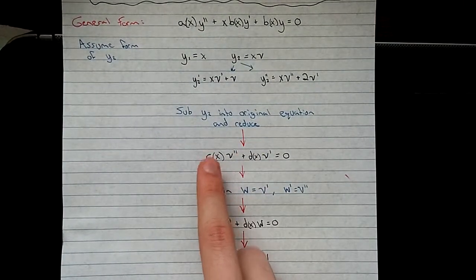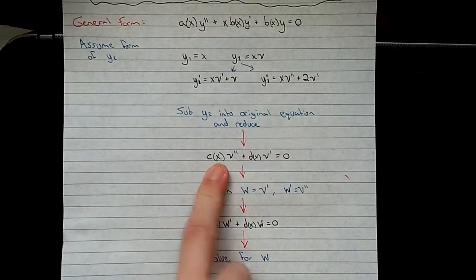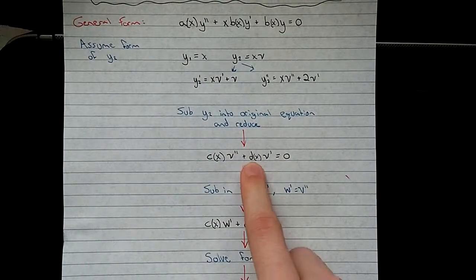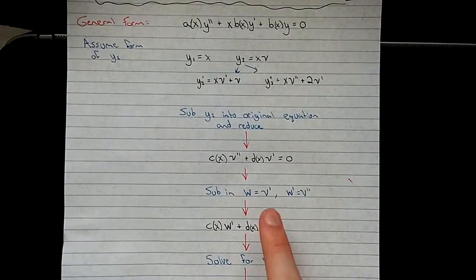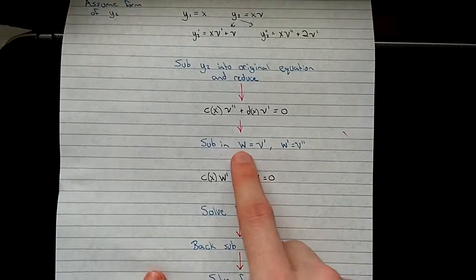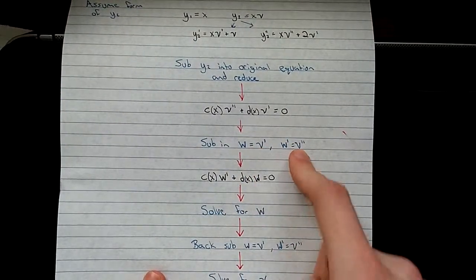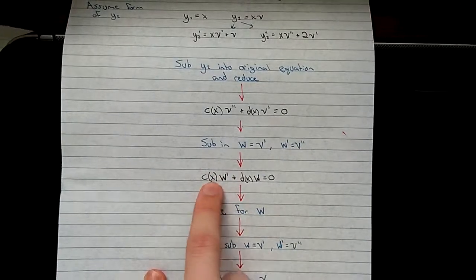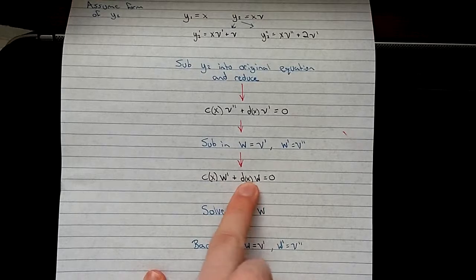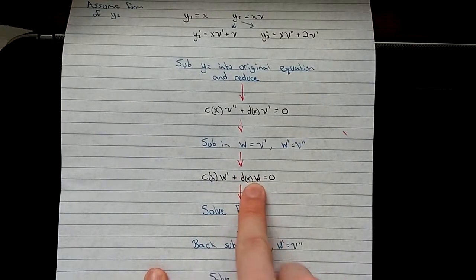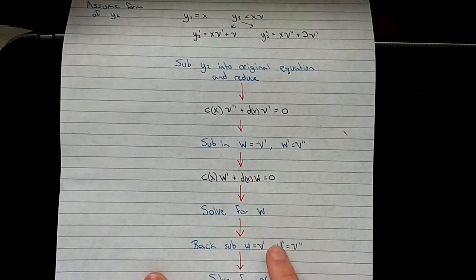And once you do that, it will reduce itself out to something like this. You'll get something times v double prime plus something else times v prime equals 0. Then you're going to sub in w equals v prime and w prime equals v double prime. So that gives you this, which is that same something from up here, times w prime plus something else times w equals 0. And that is a first order equation, very easy to solve.